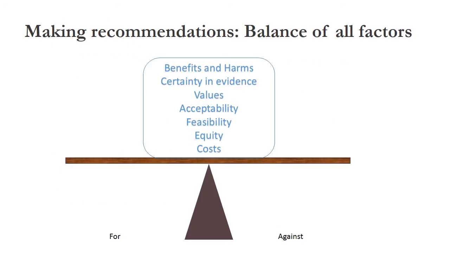One way to think about the different types of recommendations is to picture a balancing scale where the guideline panel considers all of the factors, such as the benefits and harms and values, acceptability, etc., and then how the scale can tip from one side, for something, or to the other side, against something.